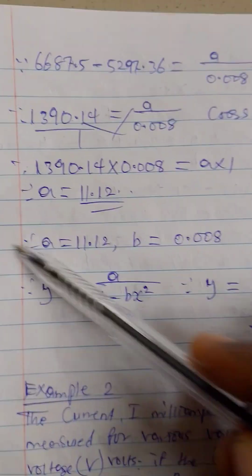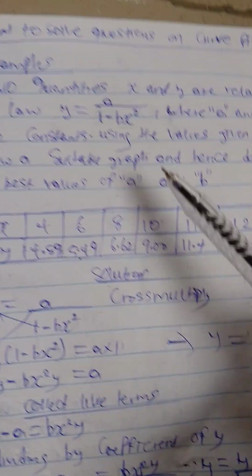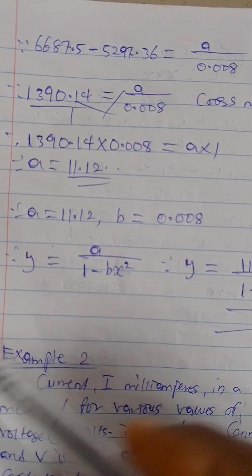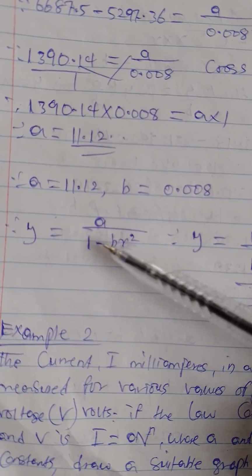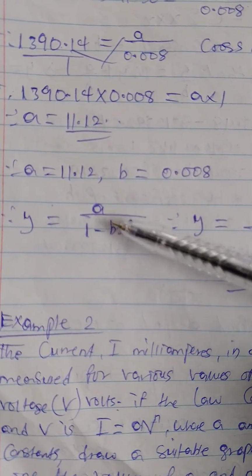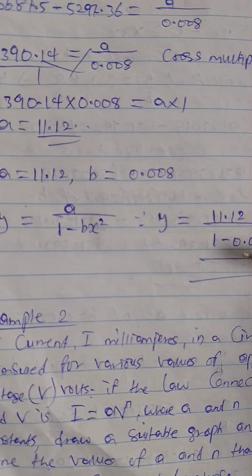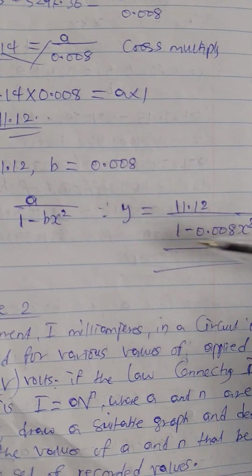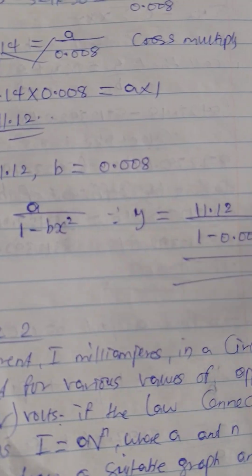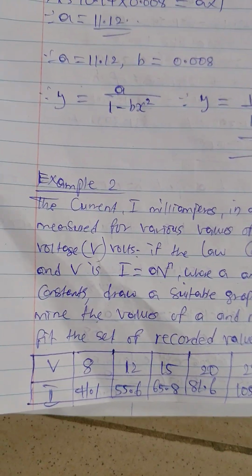After doing that, put the values of a and b in our original equation given to us. My value of a is 11.12, all over 1 minus my value of b, 0.008, x squared. Therefore, this is the final answer for this. Very, very simple.